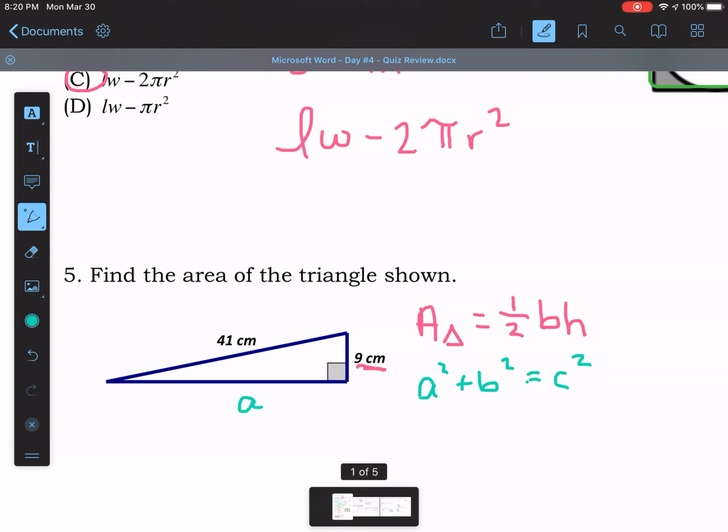Okay, so this would be my A, B, and C. Okay, so A squared plus 9 squared equals 41 squared. So now we've got this. Subtract the 81 over.